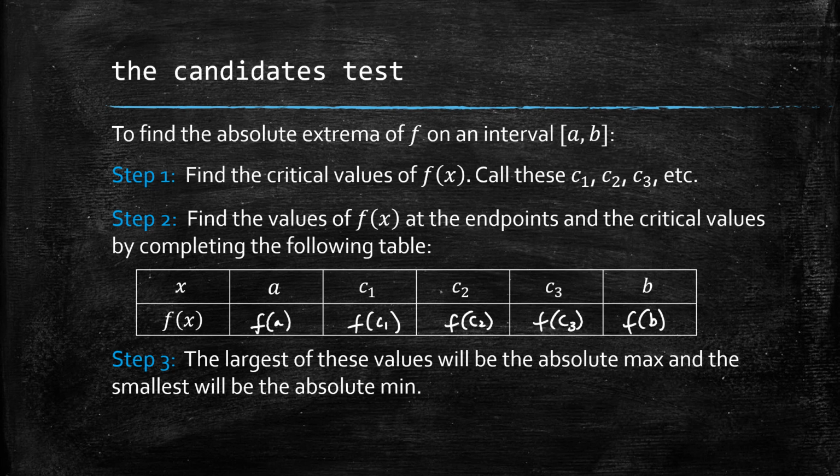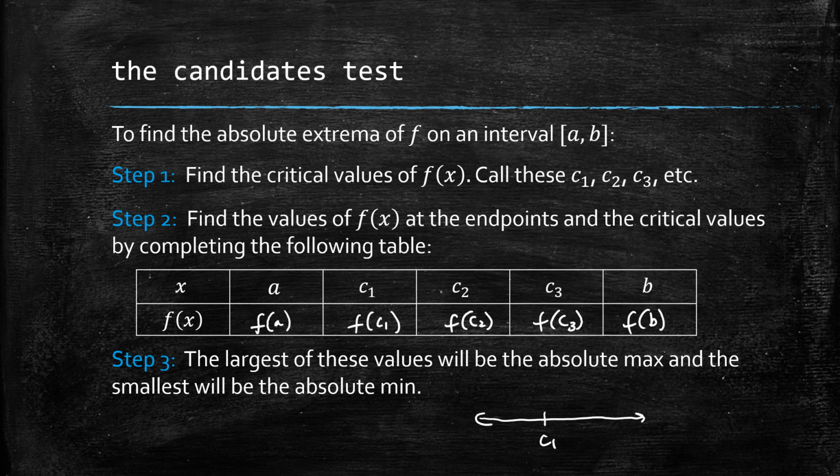And it's possible that a couple of those values in the table will form the absolute min or max. Notice that we don't have to establish whether C1, for example, is a relative max or min first. That would be kind of a waste of time. So we could do a number line analysis.